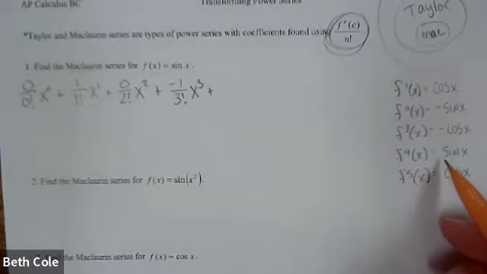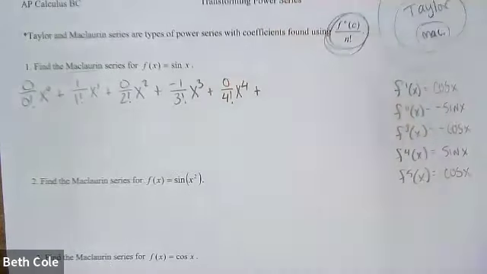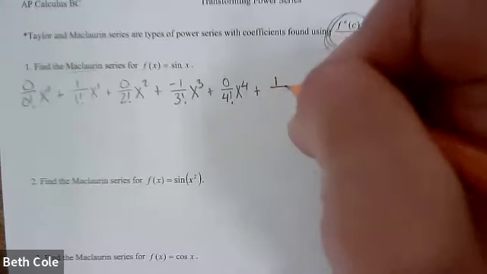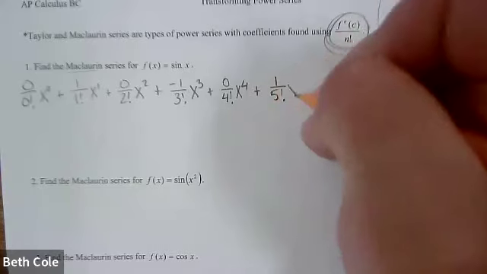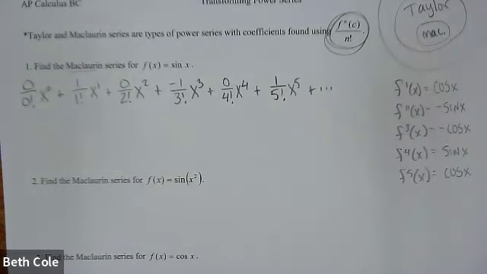Fourth one is going to be, I did this on purpose so that you could hopefully notice the pattern. And then fifth derivative, cosine of 0 is 1. Plus ... Again, we want it to go on forever and ever and ever. Now we're going to do 2 things. We're going to clean that up, and we're going to write the general term.